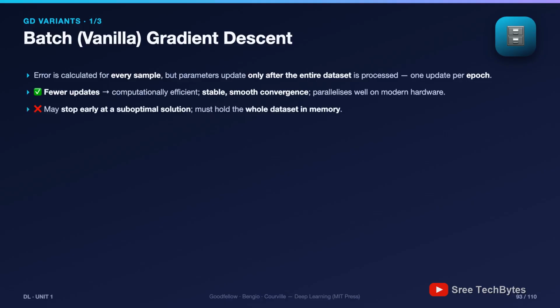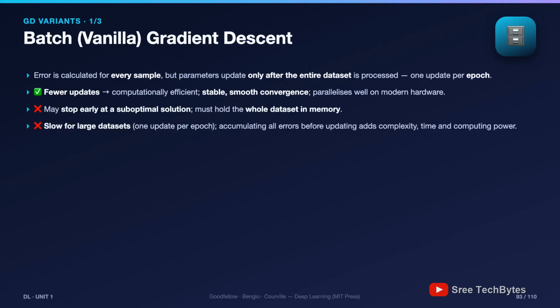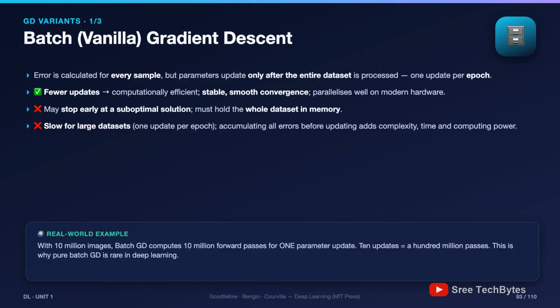Now the disadvantages, and at modern scale, they bite hard. It can settle early into a merely okay solution. It needs the whole dataset in memory, and it's slow. With 10 million images, you compute 10 million forward passes for one parameter update. Want just 10 updates? 100 million passes. The verdict: perfectly fine for small classical datasets, rarely used in pure form for deep learning. But it sets up the trade-off perfectly, because the next variant flips every one of these properties on its head.